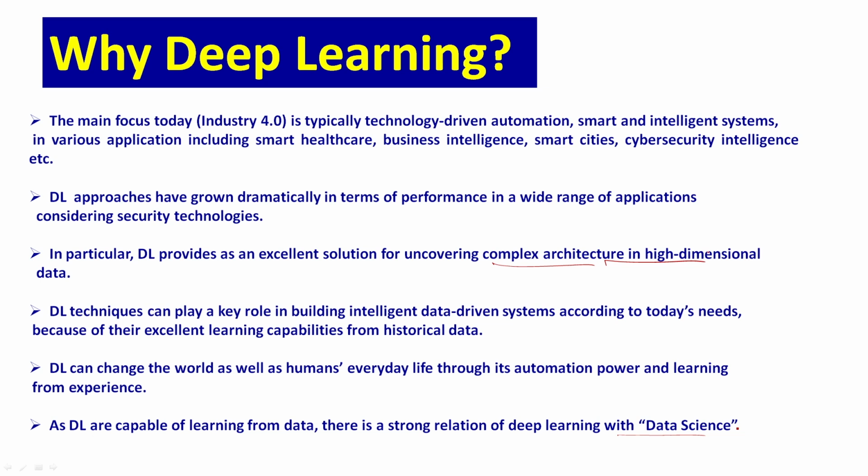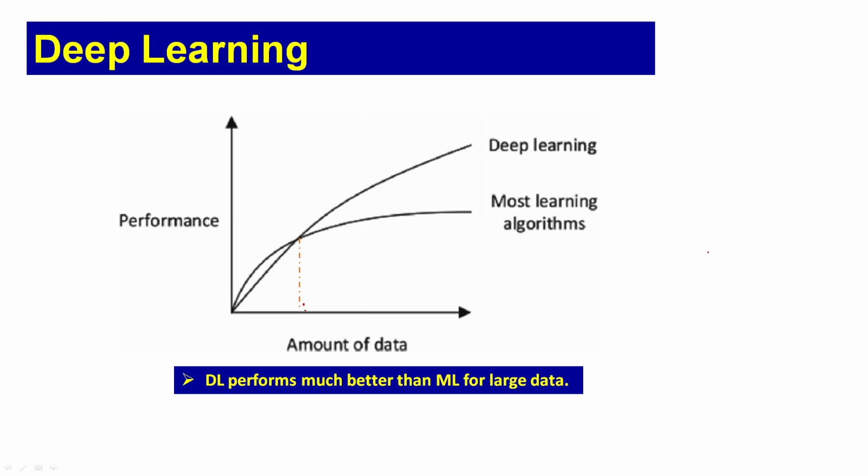It can also change the world as well as humans' everyday life through autonomous power and learning from experience. So, DL is capable of learning from data and generating patterns autonomously. There is a strong linkage between DL and data science, which we will discuss even in the last part of this course also. Deep learning is good when the amount of data is large. ML is rather good when the amount of data is less. So, what I can conclude is that deep learning performs much better than ML for big data.